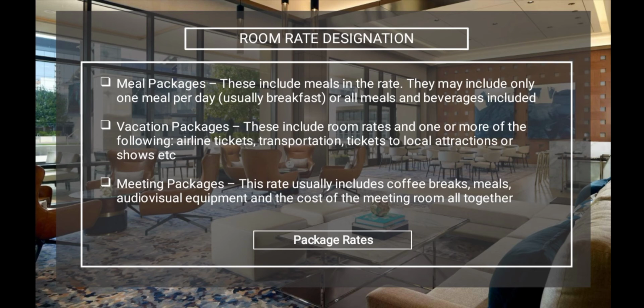Vacation packages. These include room rates and one or more of the following, like airline tickets, transportation, local tours, and attractions. Meeting packages. This rate usually includes coffee breaks, meals, audiovisual equipment, and the cost of the meeting room altogether.